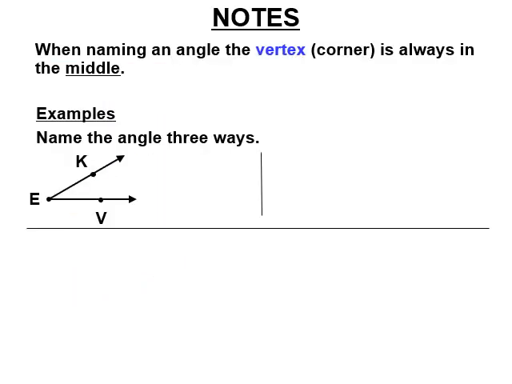Now an angle you typically name with 3 letters. The key to this, though, is the corner, the vertex. The math word for corner is vertex. Letter has to be in the middle. So come up with a name for this first angle.